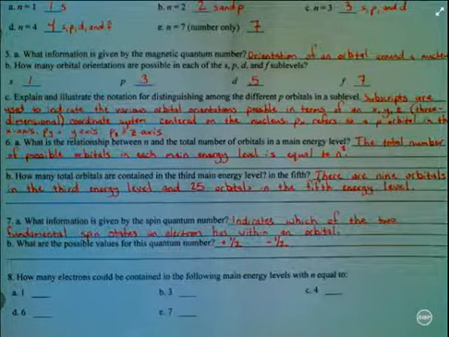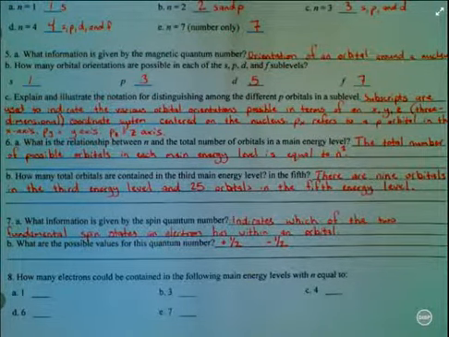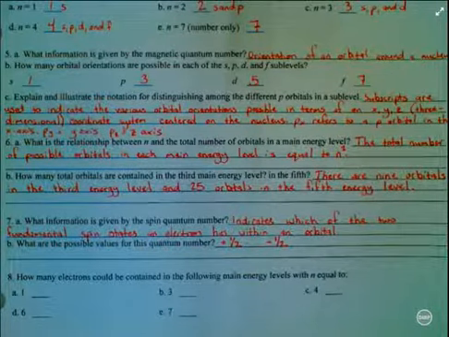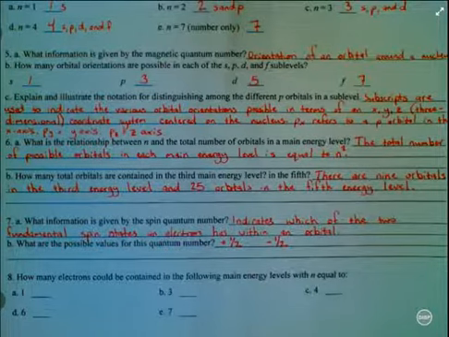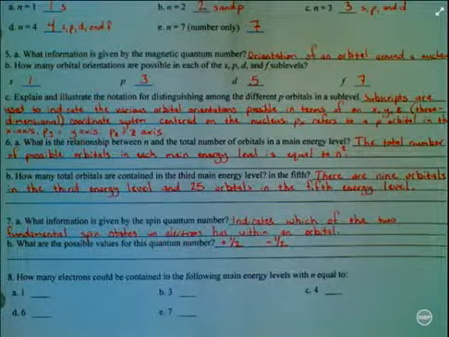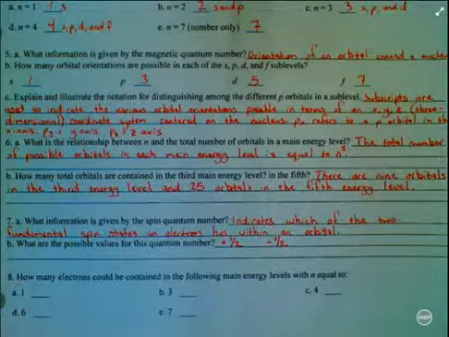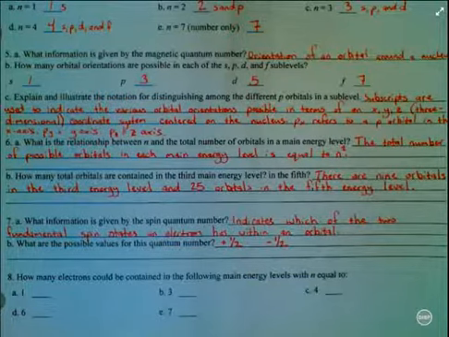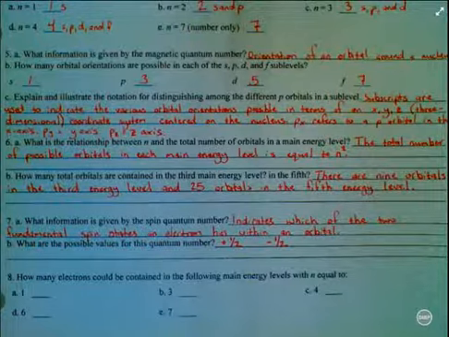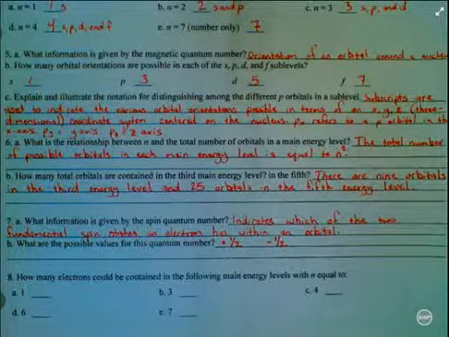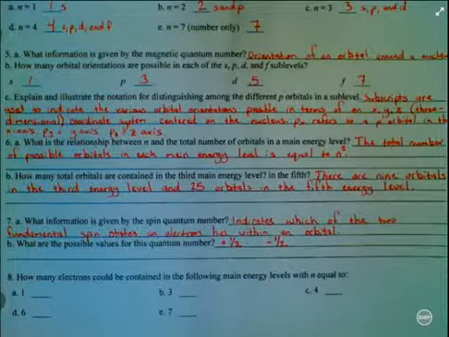For C, explain and illustrate the notation for distinguishing among the different p orbitals in a sublevel. So we're talking about a p sublevel, so there are 3 different p orbitals within a sublevel. We use subscripts to indicate the various orbital orientations possible in terms of the x-axis, the y-axis, and the z-axis using that XYZ 3-dimensional coordinate system. Now, that 3-dimensional coordinate system is going to be centered around the nucleus. So the nucleus is always going to have to be at the center there.